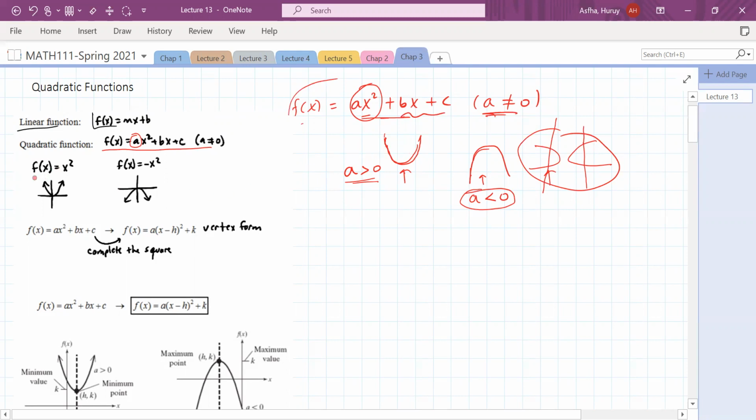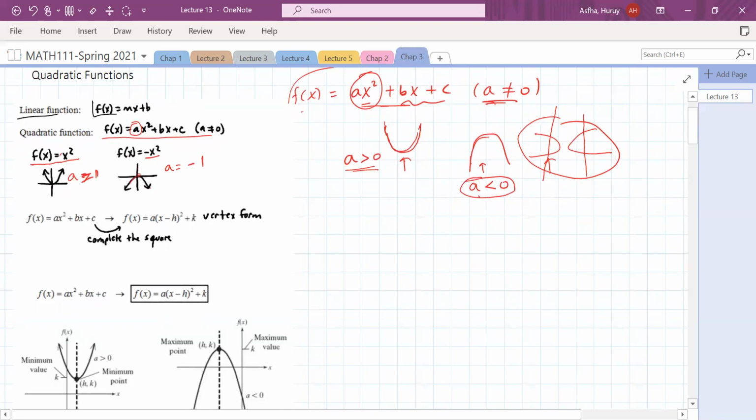For example, take f of x equals x squared. The graph will open upward like this because the coefficient is positive 1. And for f of x equals negative x squared, the graph opens downward like this, because in this case a is negative 1, which is less than 0. Here, a is positive 1.